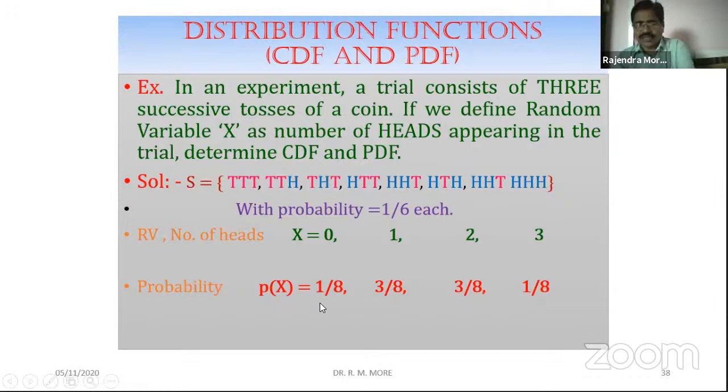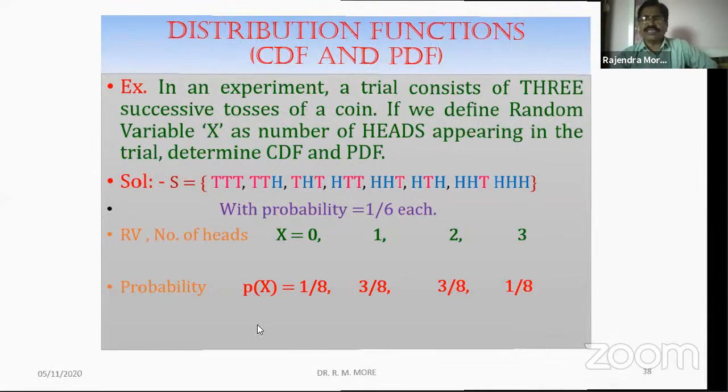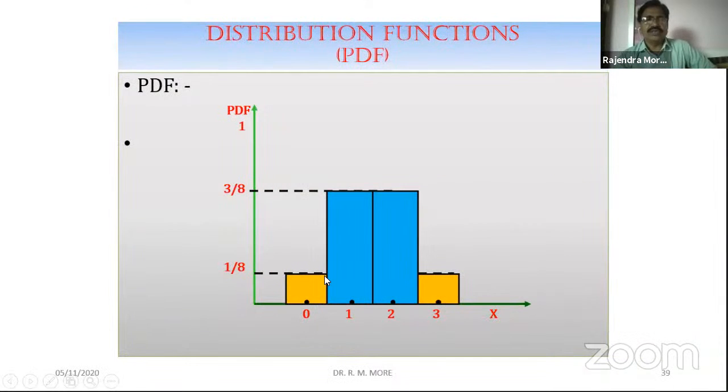Now, if we plot the probability distribution, then this is it. For 0 heads, this is the probability 1/8. This may not be up to scale, but try to understand. For one head, this is 3/8. For 2 heads also it is 3/8, but for all 3 heads it is again 1/8. So this is our probability distribution function.